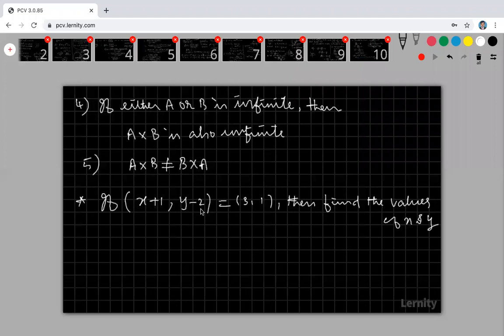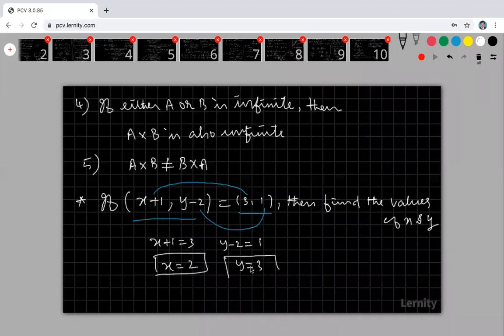Okay, so now look at that. These two ordered pairs are equal. This is one ordered pair, and this is one ordered pair. These two are equal. Equal means the first elements are equal and the second elements are also equal. So x plus 1 is equal to 3 and y minus 2 is equal to 1. So x is equal to 3 minus 1, which is 2. y is equal to 3. So these are the values.